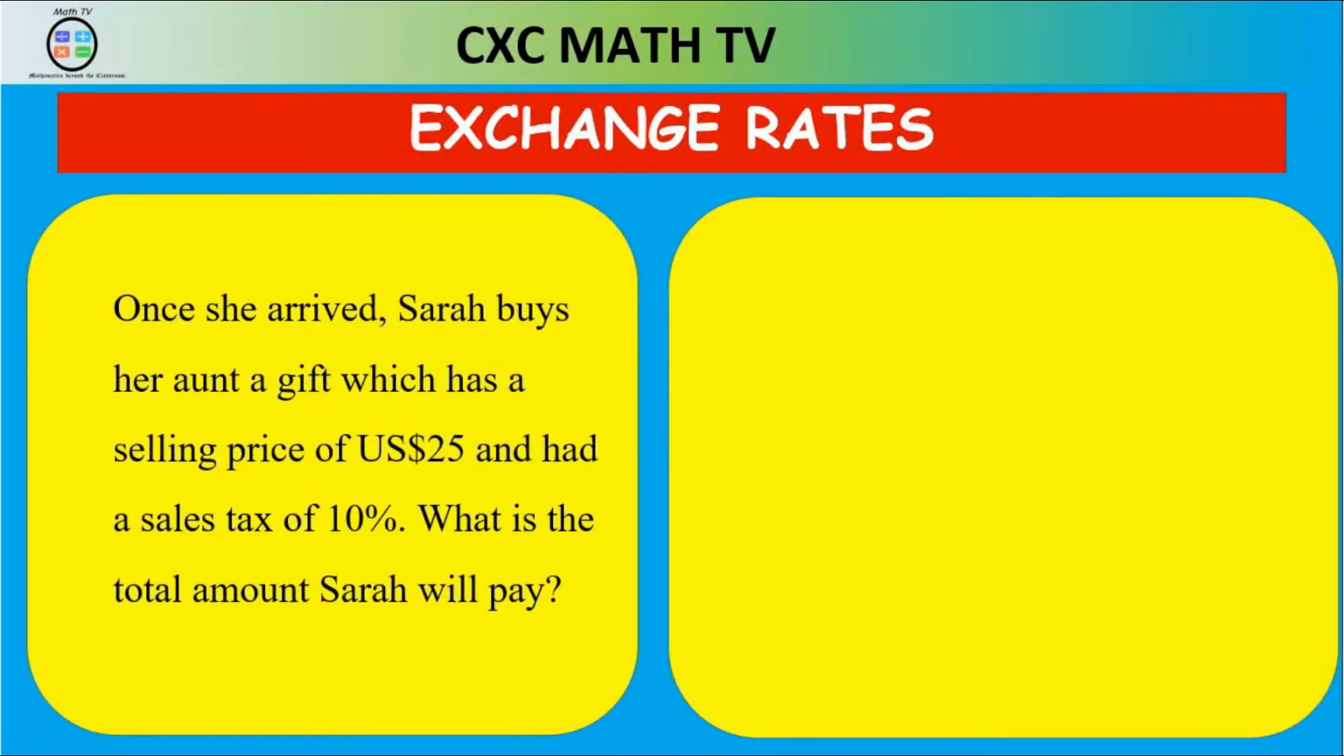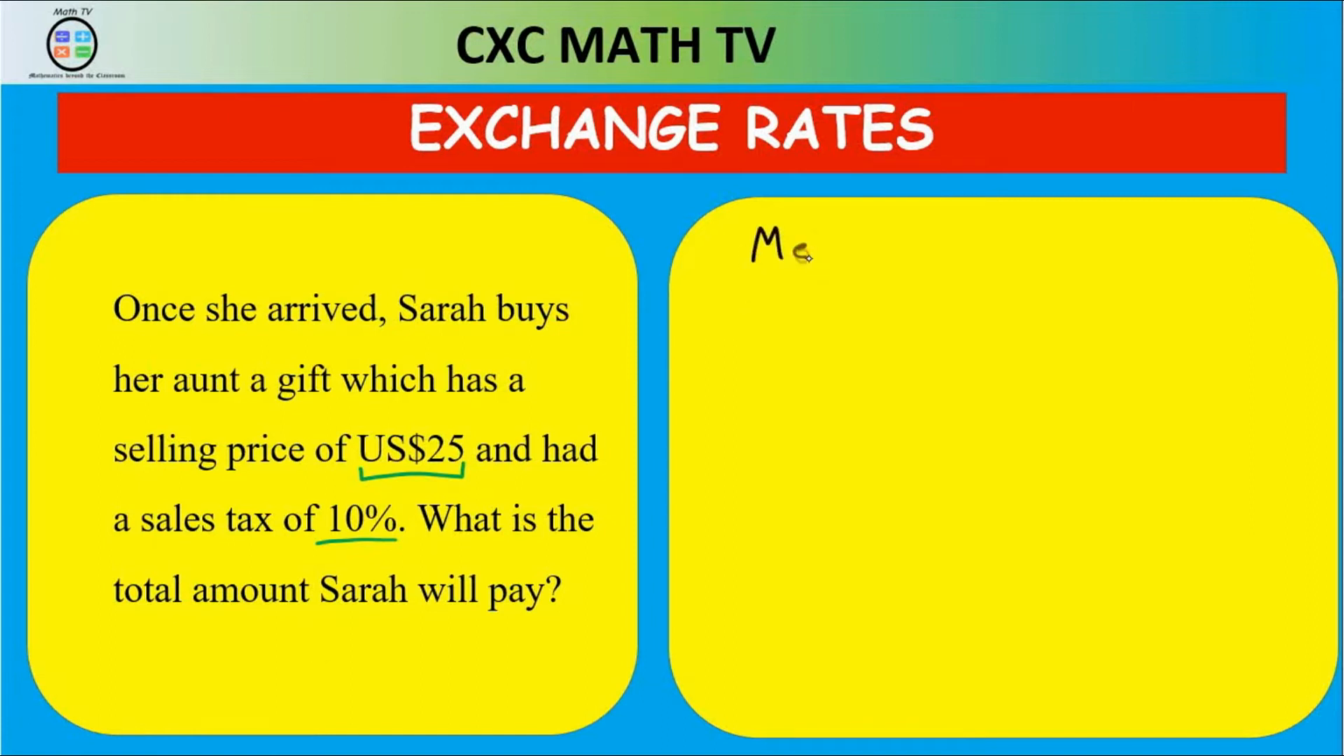Alright, now the next part of the question says, once she arrived, Sarah buys her aunt a gift which has a selling price of US $25 and had a sales tax of 10%. What is the total amount Sarah will pay? So notice that Sarah is going to buy a gift, and the gift costs $25, but Sarah will now have to pay tax, right? So since Sarah will have to pay 10% tax, there's 2 ways to do this question.